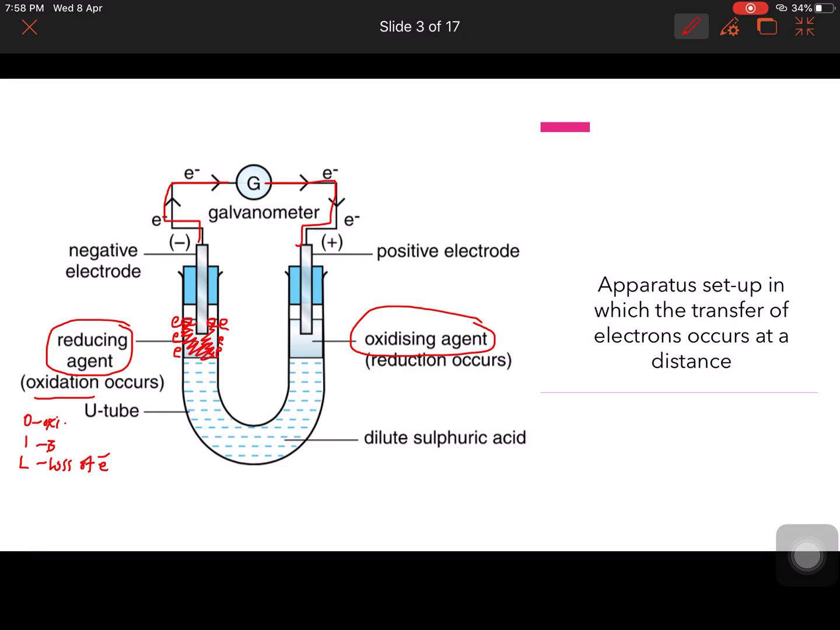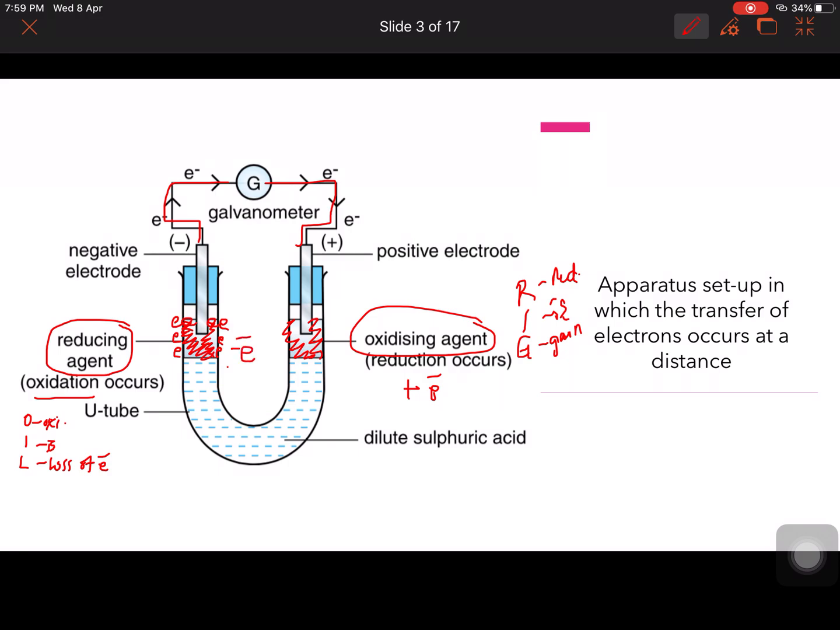The oxidizing agent is the one that will undergo the process of reduction, which, if you still remember, RIG: reduction is gain of electron. So this substance here will accept the electron. This one will accept electron. This one will donate electron here.